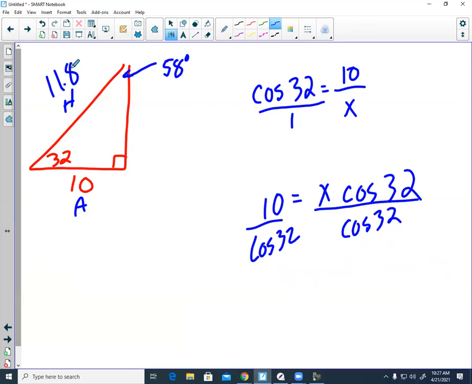Now, what way should I find the last side? I could use the Pythagorean theorem. You could do Pythagorean theorem if you wanted to. You don't have to if you don't want to. But I use the Pythagorean theorem whenever possible because it's the easiest for me.